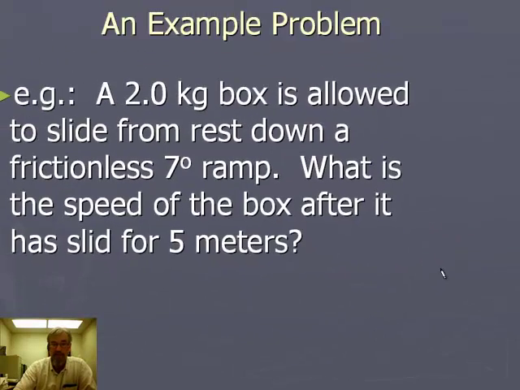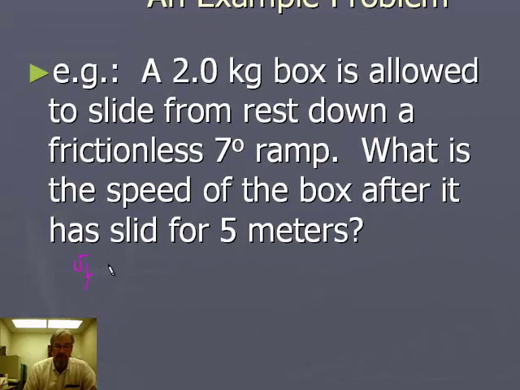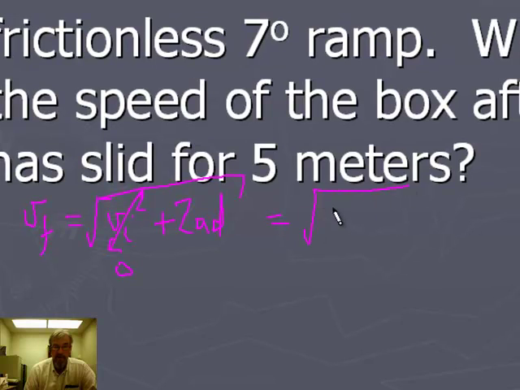So that's the acceleration. Well, the problem's expanding. Still a 2 kilogram box, same ramp, same slope, still frictionless. We want to now know what's the speed of the box after it has slid for 5 meters. Well, we have a couple of equations that involve final speeds. This is probably the one that's going to be the most useful here. Vf is the square root of Vi squared plus 2 times A times D. If the thing started from rest, then this term is 0. So this just simplifies to 2 times A times D.